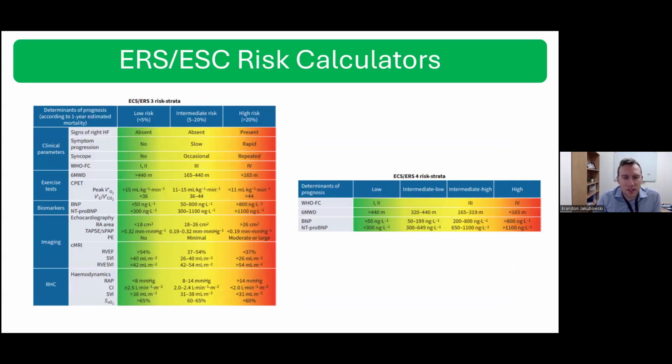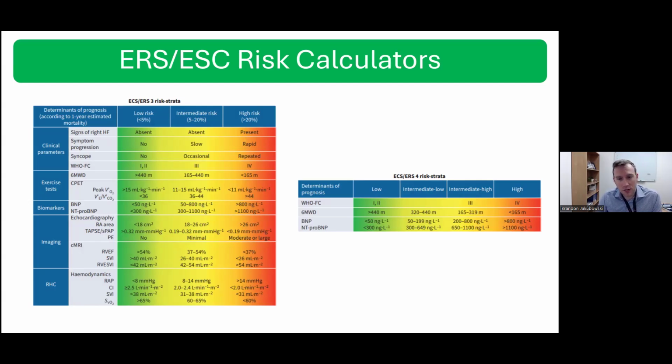This table on the left-hand side really represents that 3-strata risk model endorsed by the 2022 ERS guidelines and stratifies patients into low, intermediate, and high risk based on their 1-year mortality. The goal is to assess patients across multiple domains to determine their risk profile. And the more parameters that you have falling into the low risk category, the better your prognosis. And for me, at least, a lot of these variables are quite intuitive. If you have a patient that's having rapid progression of disease and having repeated syncopal events, this is a patient that you're going to act very quickly on to get onto more aggressive therapy.